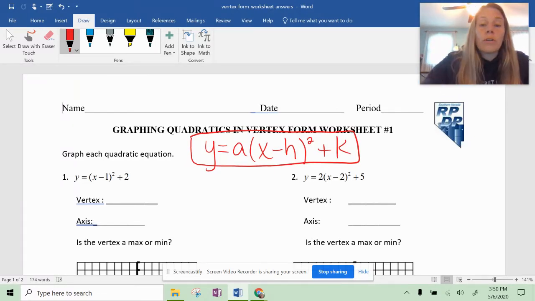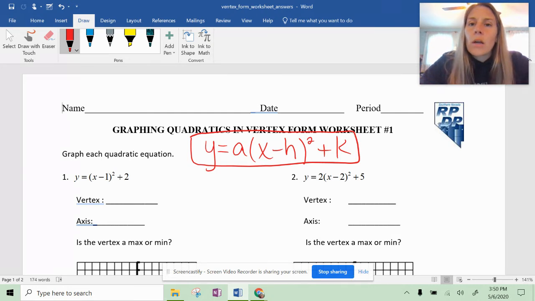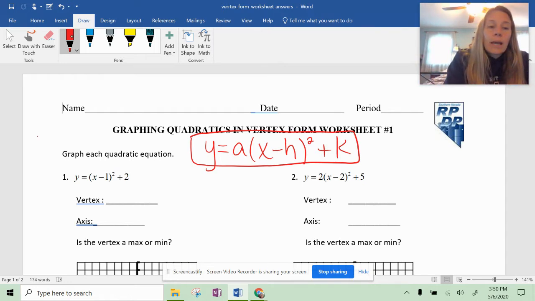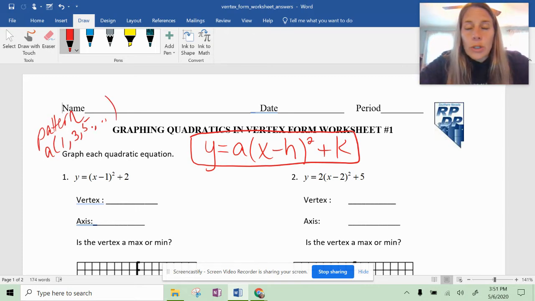However, I'm going to show you another option as far as getting those extra points on there, besides the just plug a number in for x method. So you can still do it that way if you want to. I'm just going to show you the graphing pattern today, and the pattern will be your a value times 1, 3, 5. It's just odd numbers. So that's an option too.